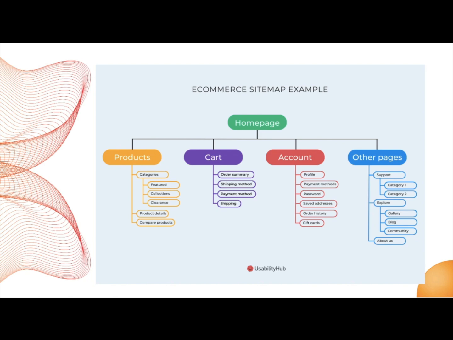So for example, we have an e-commerce website and we have a home page. What basically goes on the home page section, and what does each section hold? For example, the homepage has four sections: the product section, the cart section, the account section, and the other pages section. So these can be sections or these can be other pages as well.